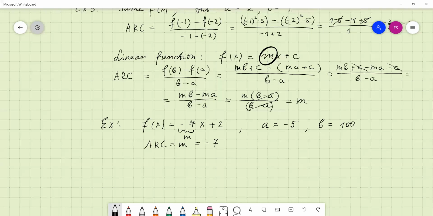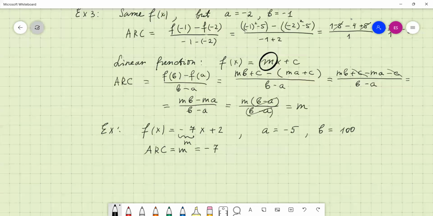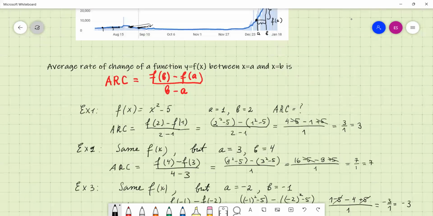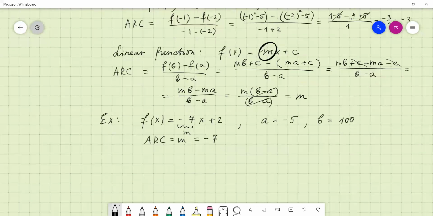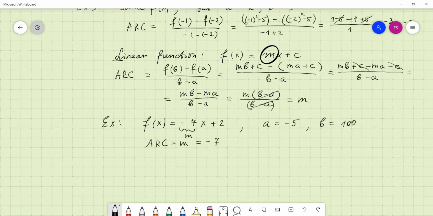And basically, guys, what I want you to remember from this section is the formula for average rate of change, this one. Not very difficult, right? Change in function over change in the independent variable. And that for a linear function, average rate of change is equal to the coefficient of x. Average rate of change is a constant and it equals the coefficient of x.